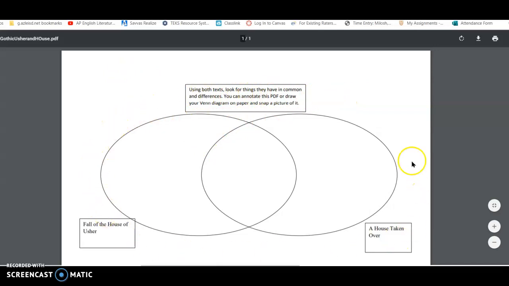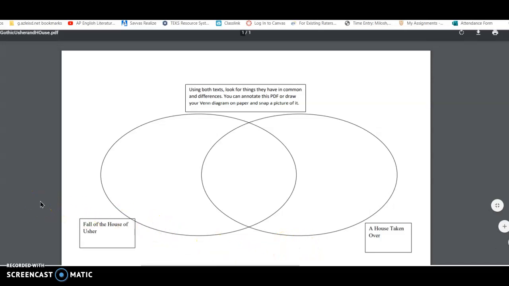Spend class, I want to see at least 5 or 6 here in the center and at least 5 or 6 on each side. So make sure you have completed it, and then you're either going to snapshot what you drew on your paper or you are going to upload what you modified on your PDF using Kami. Either way is fine. They are due today, either by the end of class or by midnight tonight.